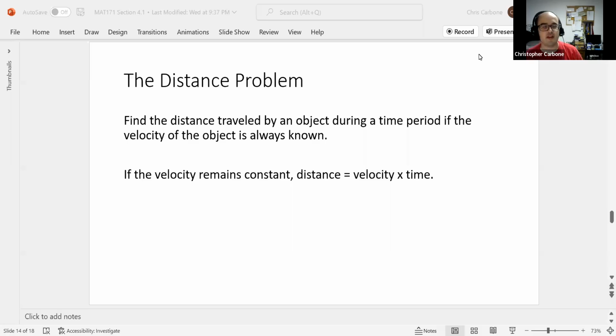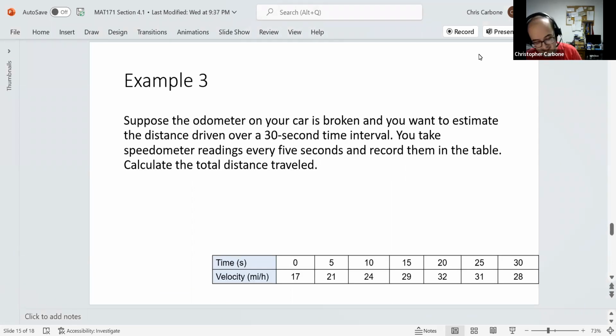Welcome to part 3 for the area and distance problems involving the area underneath a curve. This one will now be based on the distance problem. So this is finding the distance traveled by an object during a time period if the velocity of the object is always known. And if the velocity remains constant, we have distance is equal to velocity times time.